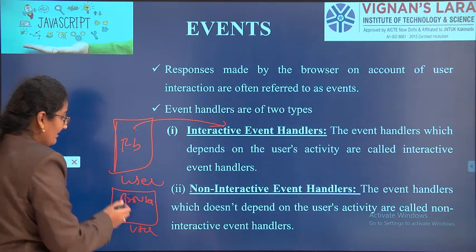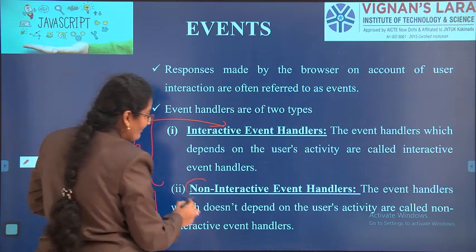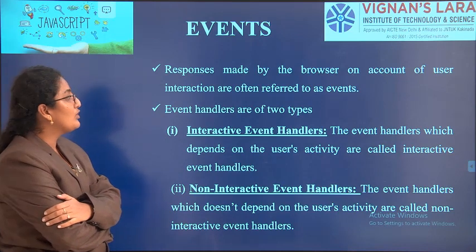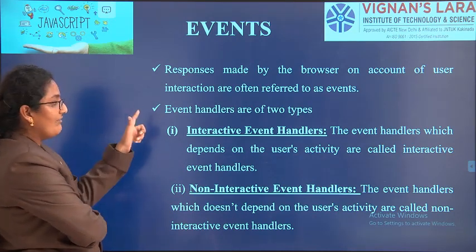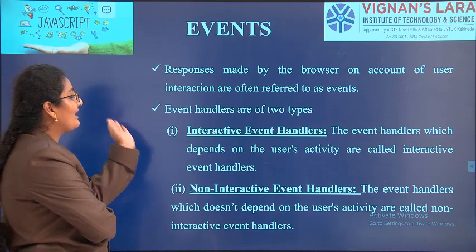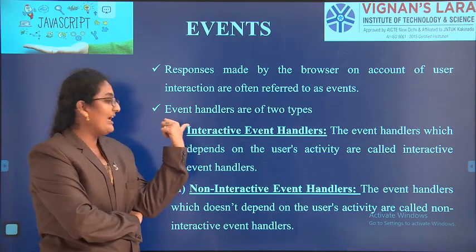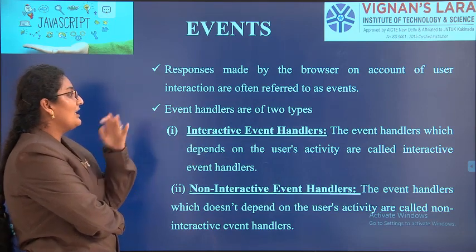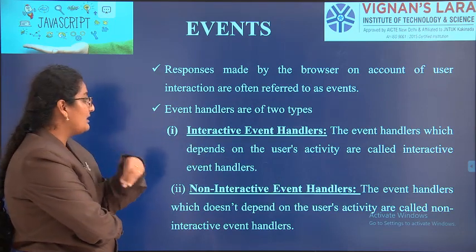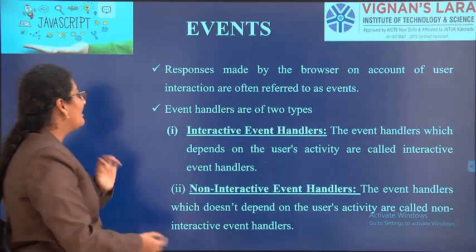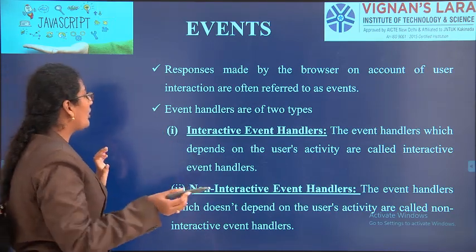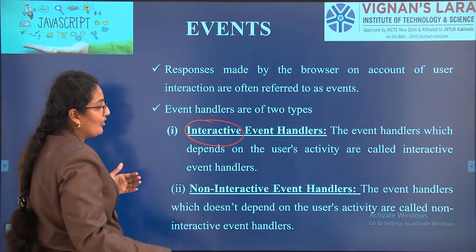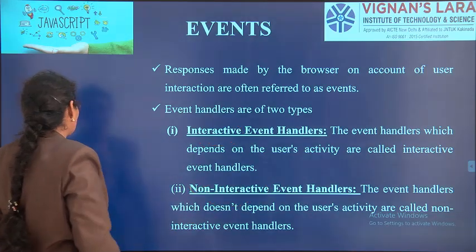Not depending on me, the browser is doing some action; that is a non-interactive event handler. Whenever the browser is responding to user interactions, that is an event. Events should be handled. Event handling is of two types: interactive and non-interactive. Interactive means it depends upon the user. If the events are handled depending on the user, that is interactive. We are going to talk about only interactive now. If the event handlers are not depending on the user, it is non-interactive.